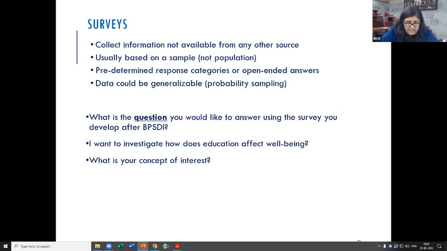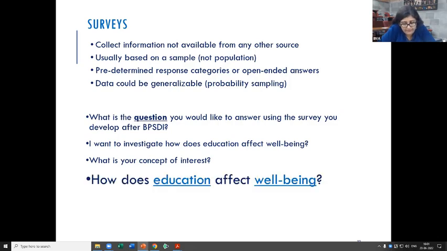I'll skip the first part. But you need to think about how to create questions. That depends on what you want to be answered in the survey. What is your concept of interest? In another example, let's just say that you want to investigate how education affects well-being. So you are thinking of 2 things here. One is education and the other one is well-being, right?